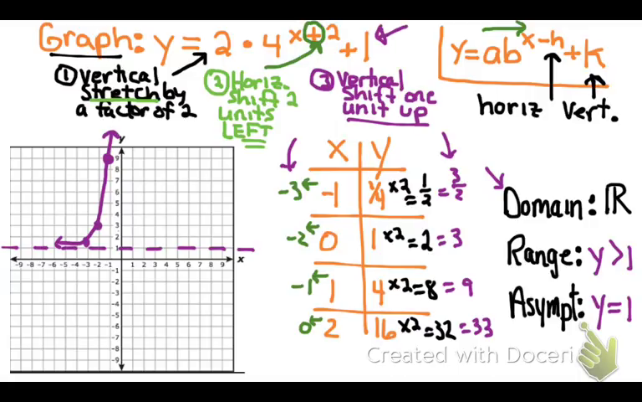A quick recap. If we just took y equals 4 to the x, and then we subbed in a negative 1, out came the 1/4. If we sub in x equals 0, out came a 1. If we subbed in x equals 1, out came the 4. So that's where the orange values came from, just from the basic equation. Then we went back to the original equation and we worked with the vertical stretch, the horizontal shift, and the vertical shift.